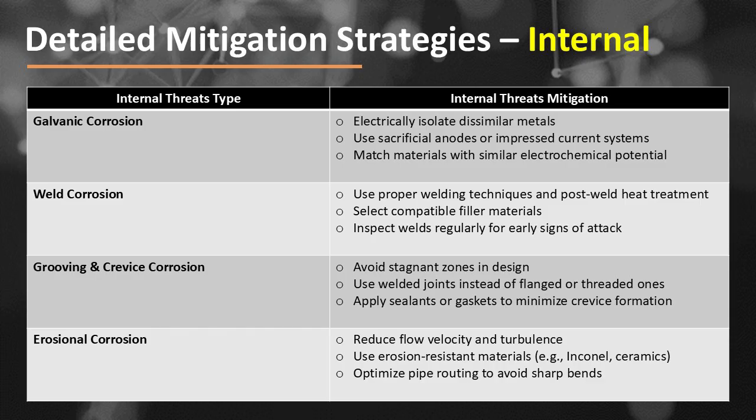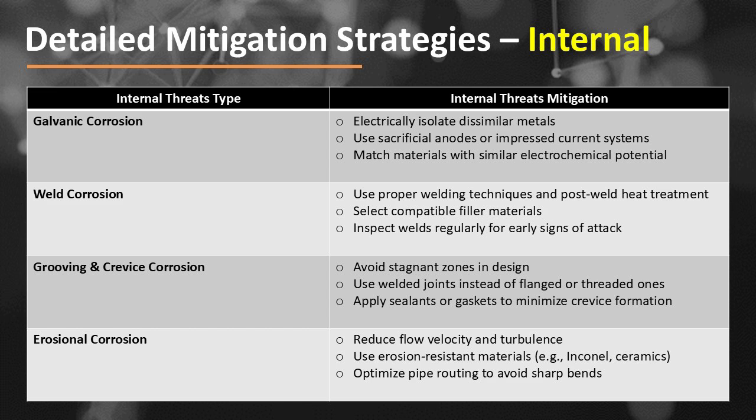Select compatible filler materials and inspect welds regularly for early signs of attack. If the internal threat type is grooving or crevice corrosion, then the mitigation measures are: avoid stagnant zones in design, use welded joints instead of flanged or threaded ones, and apply sealants or gaskets to minimize crevice formation.